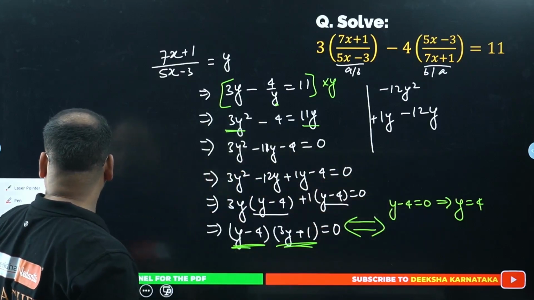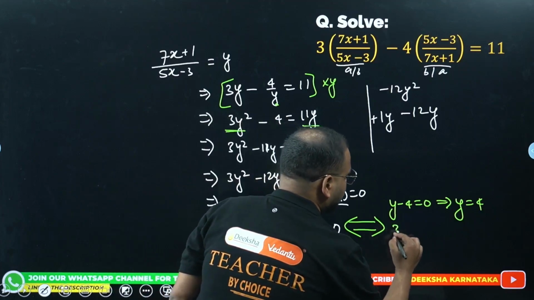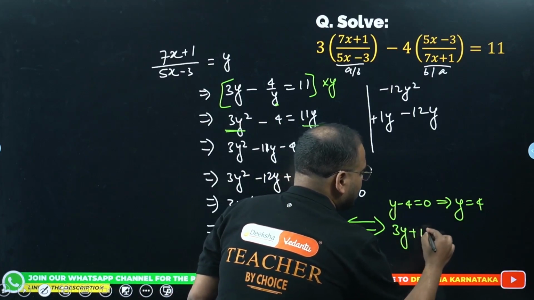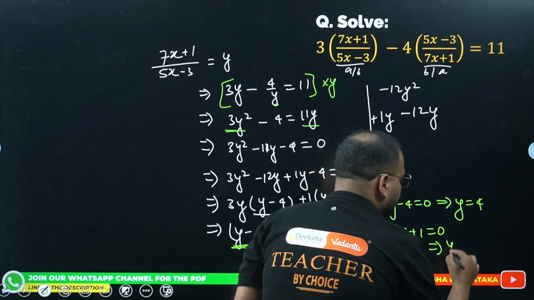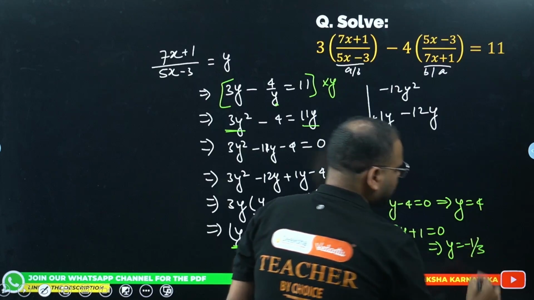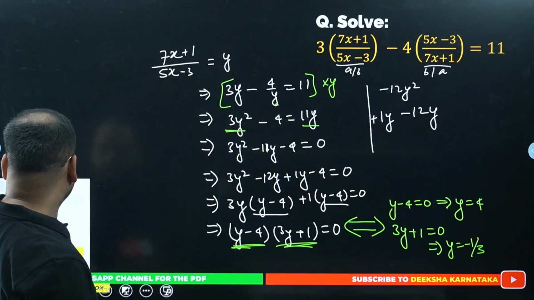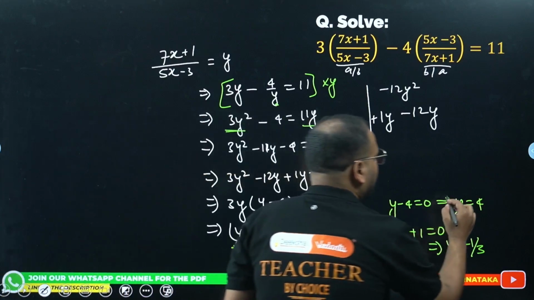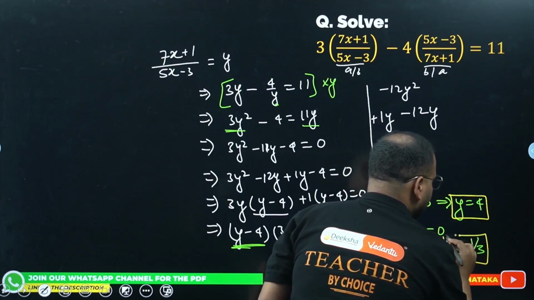Second root, how will I get? Sorry, I said it wrong. 3y plus 1 equal to 0. I'll get from here y equal to minus 1 by 3. Minus 1 by 3. I have two answers here: y equal to 4 and y equal to minus 1 by 3.